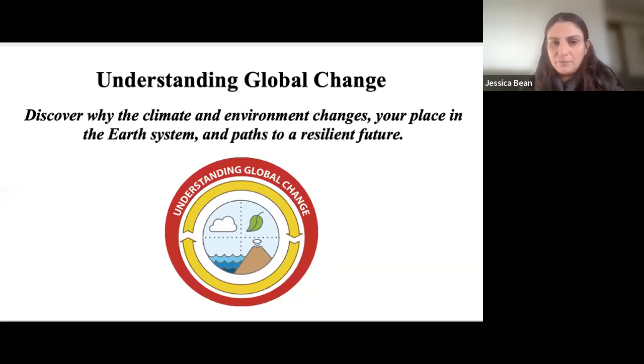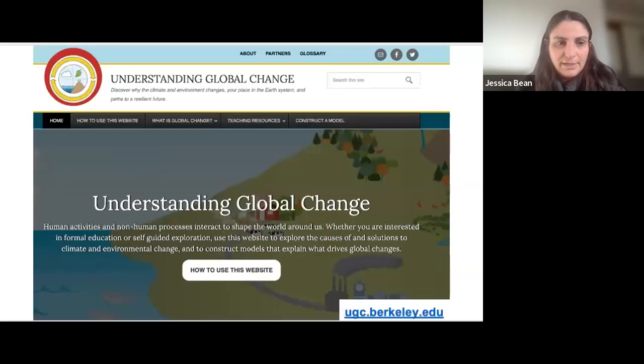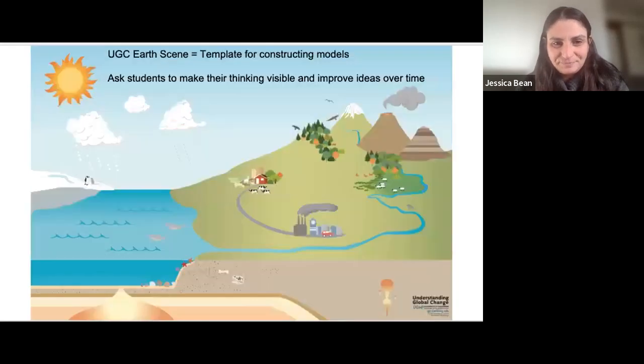How do we solve some of the problems that we're facing today and use that systems thinking to our advantage? This is the homepage of the website at ugc.berkeley.edu. And you'll see that there's an easy way to just get started. So there's a how to use this website introduction. And the first thing that you will see is what we call this UGC Earth Scene.